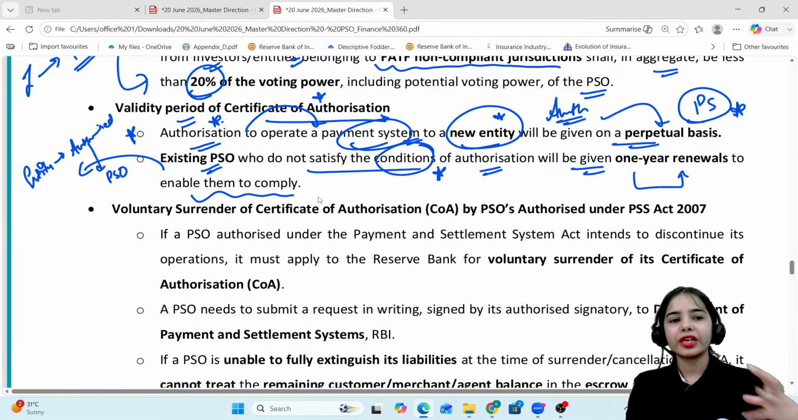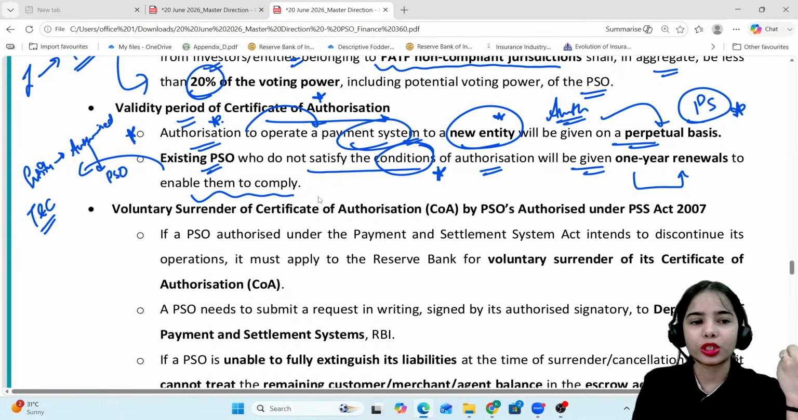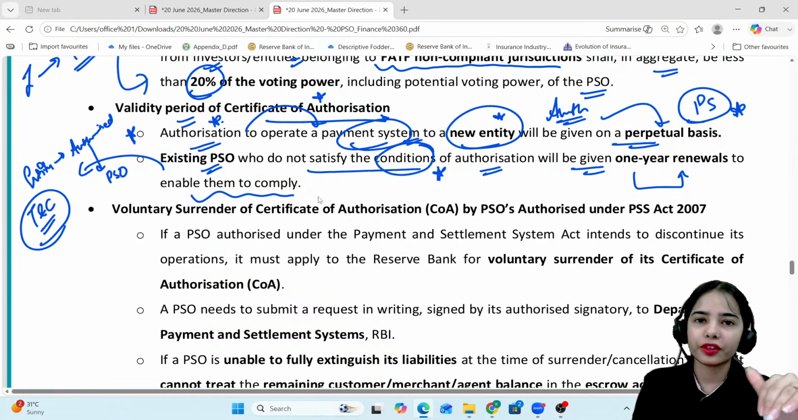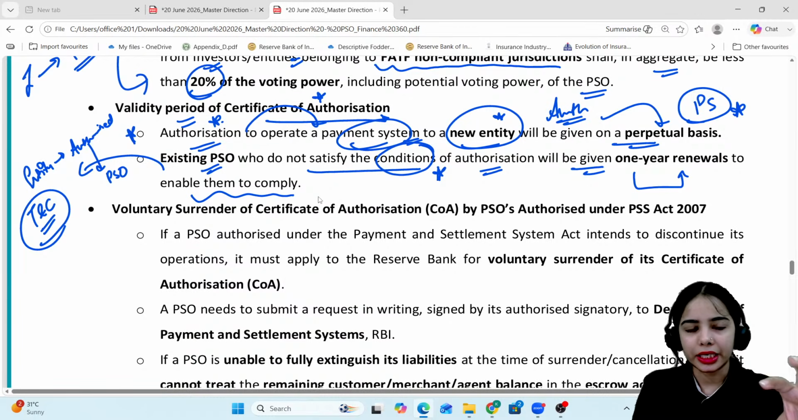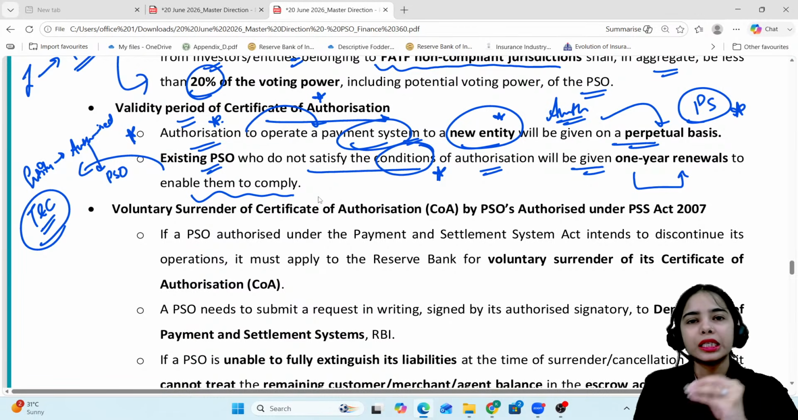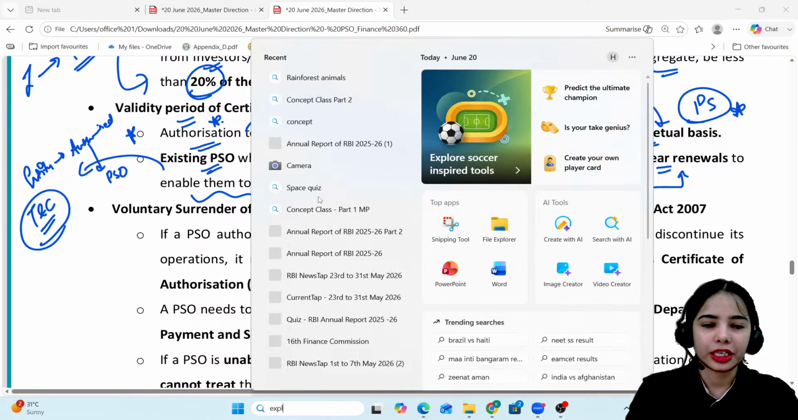Okay. So whenever an entity is authorized to work as the payment system operator, there are certain terms and conditions that are also laid down: that you need to fulfill the fit and proper criteria, you need to have the minimum net worth of this much. So there are the fit and proper criteria and the terms and conditions that are laid down. The entity should fulfill these conditions. If the entity is not satisfying the conditions, then a 1 year timeline is provided for the entity to satisfy the conditions. Okay.